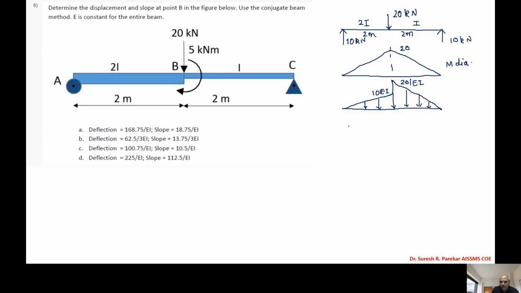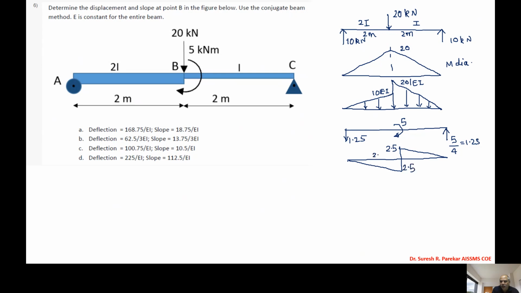Now second we have a couple, and in the couple we will have this as clockwise 5. So automatically the reaction we will get as we have seen. This will be 5 by 4, and that comes 1.25. So here also we will have downward 1.25. Now the bending moment diagram, we will get in this fashion. 1.25 into 2, so this is 2.5, this is 2.5. So this will be the M diagram, 2.5, 2.5.